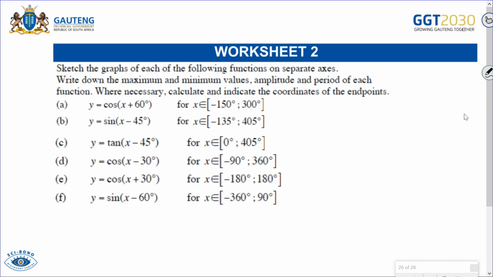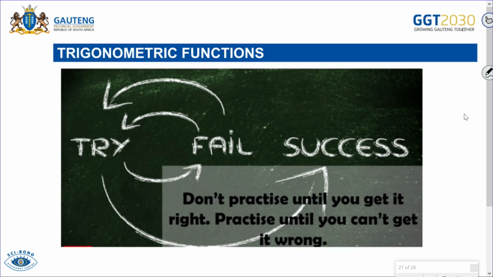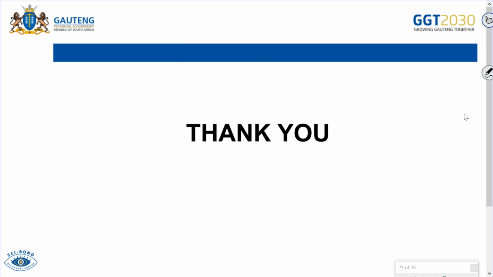And then you'll also look at worksheet number 2, which is talking about the shift in p. So it's the shift horizontally, either to the left or to the right. You'll just have to sketch those ones to make sure that you understood today's lesson. Don't practice until you get it right. Always make sure you practice until you can't get it wrong. Okay, thank you.